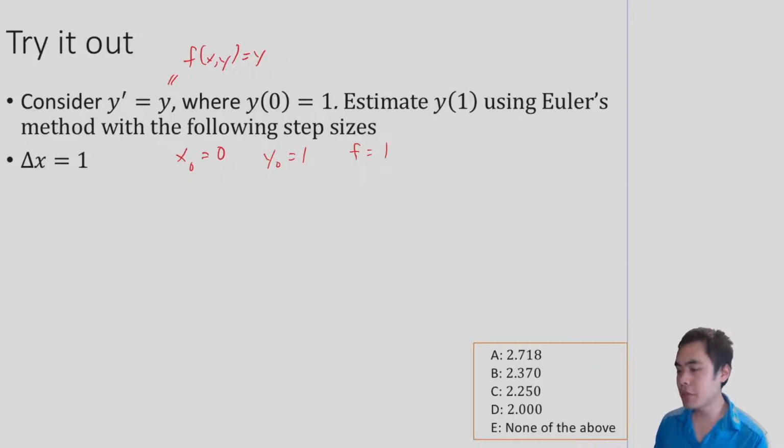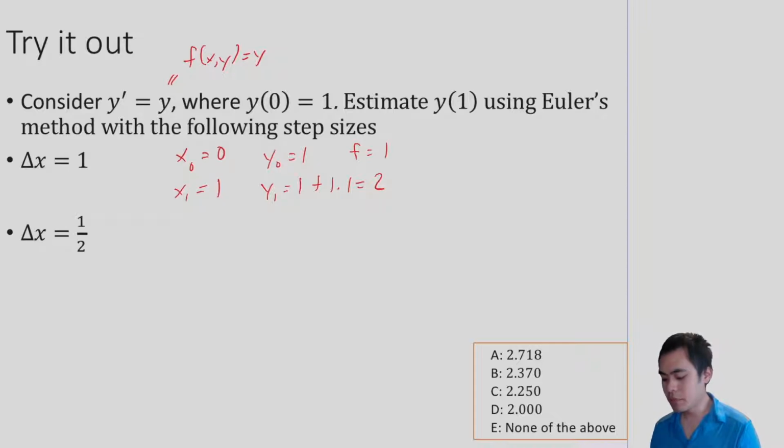But anyway, let's do this very first one. So what do we get? x1 is going to be equal to the previous value, which was 0, plus the step size of 1, so x1 is equal to 1. Then y1 is going to be equal to the previous value, which was 1, plus the slope times the delta x. 1 times 1 is 2. Okay, so that was the very first one. So that was C. But now I'm going to ask you to do a smaller step size.